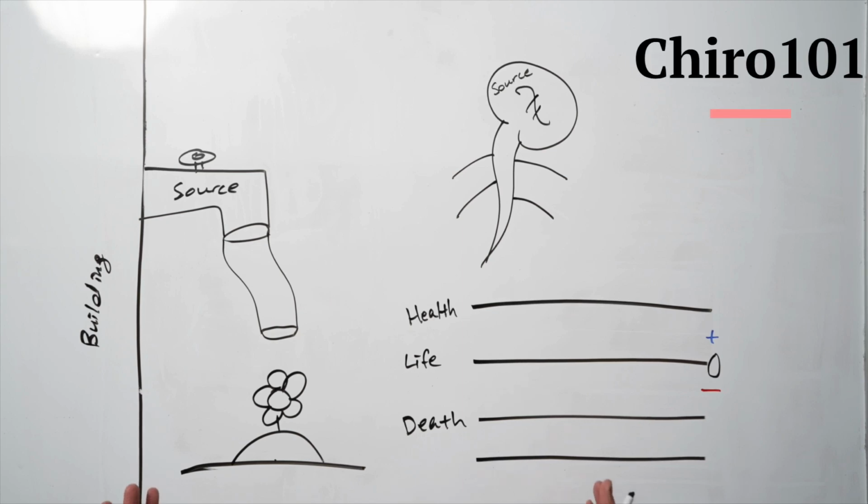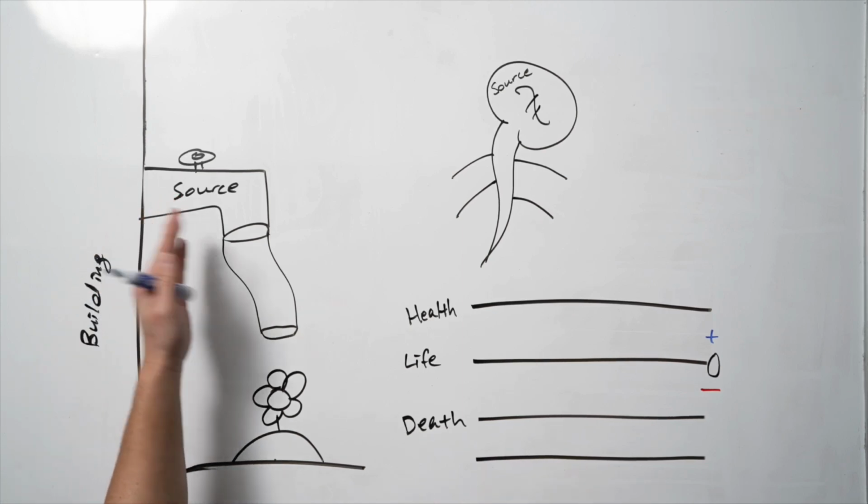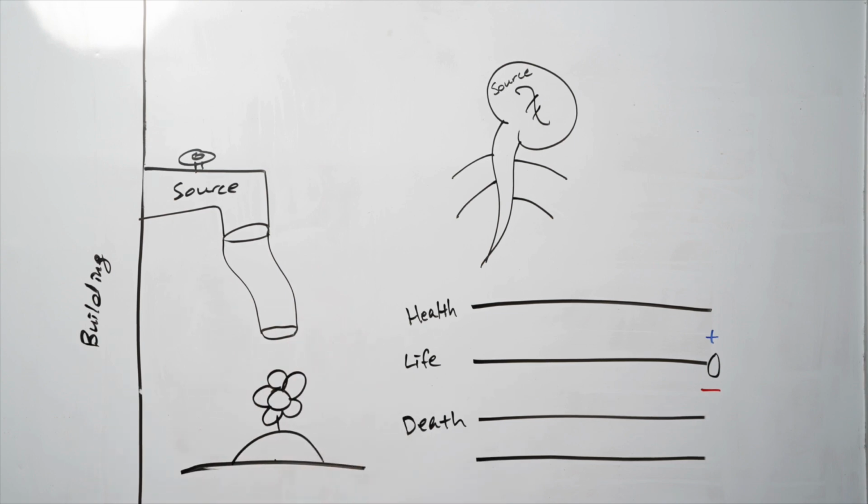Okay, so on this drawing, as you can see, we have a building on the left-hand side with a water faucet that's sticking out of the side of the building. It has a water hose attached to it, which is pointing directly at the flower, okay? So that's our destination with the water.